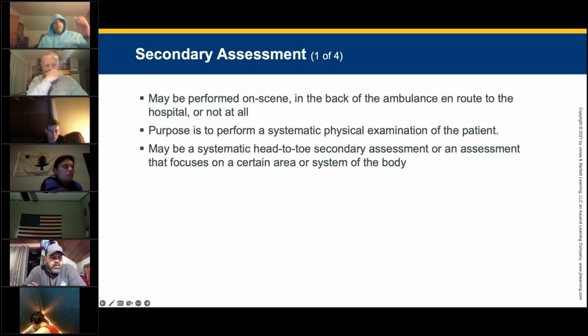The purpose is to perform a systematic physical exam of the patient, which is an assessment that focuses on a certain area or system of the body, which is determined through the chief complaint.